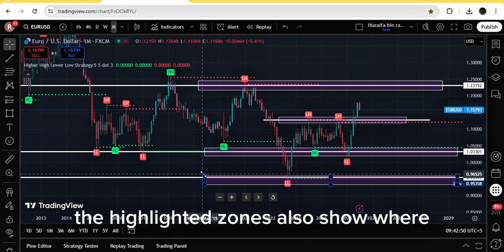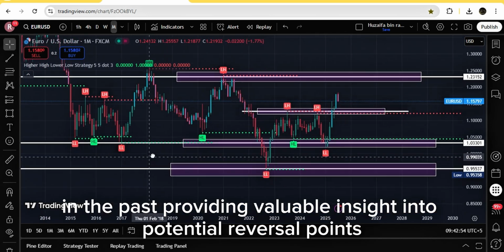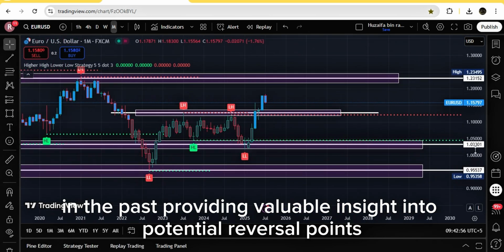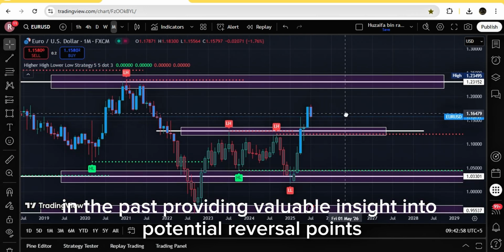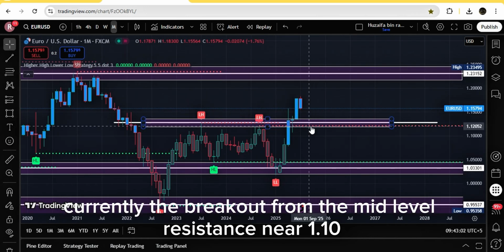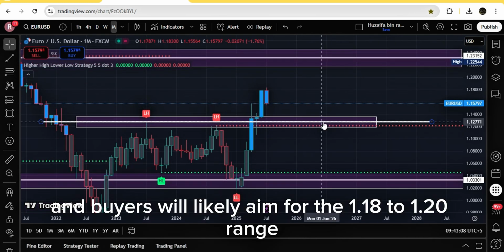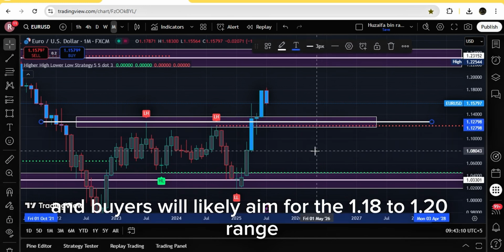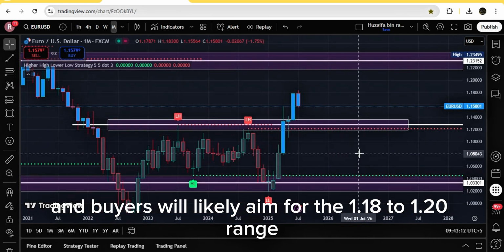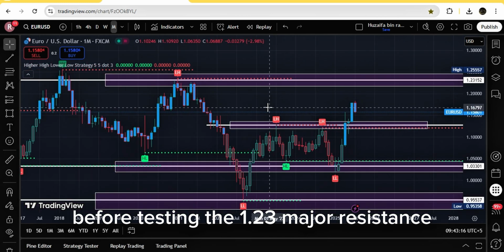The highlighted zones also show where institutional players have entered the market in the past, providing valuable insight into potential reversal points. Currently, the breakout from the mid-level resistance near 1.10 suggests that the trend is shifting upward, and buyers will likely aim for the 1.18 to 1.20 range before testing the 1.23 major resistance.